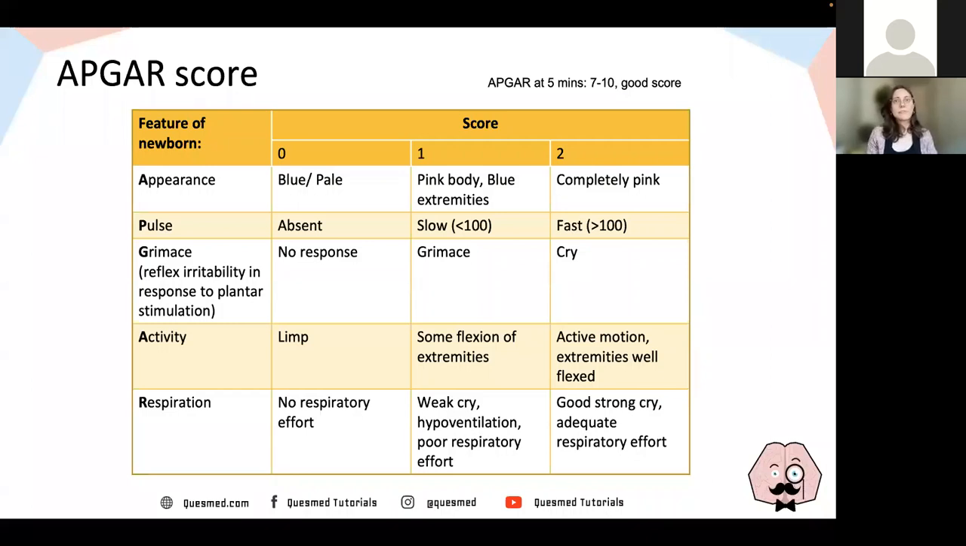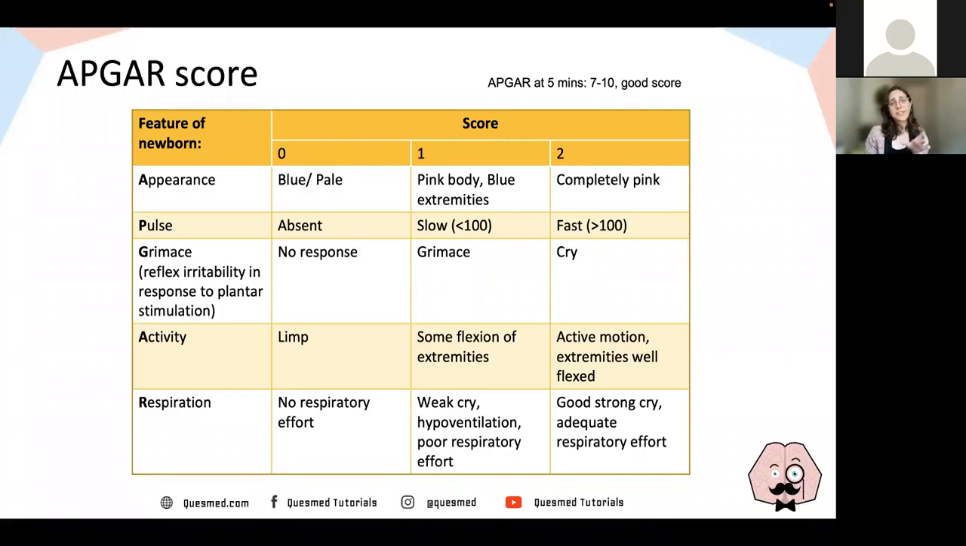And then in terms of respiration, you're looking for any signs of respiratory distress. So whether they're crying, whether they have a good strong cry or a weak one, or if it looks like they're struggling to breathe. And like I mentioned, it's worth bearing in mind that this is a subjective score, and different professionals might score children slightly differently, which is why we're taking brackets in terms of what's normal and what's abnormal.